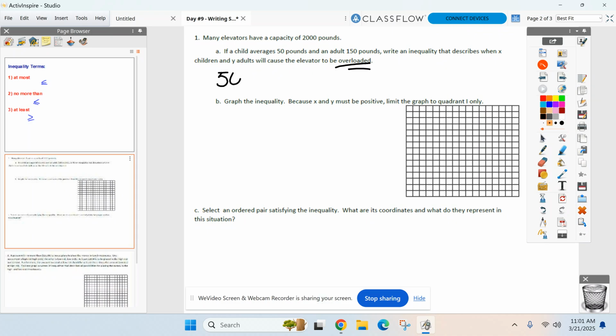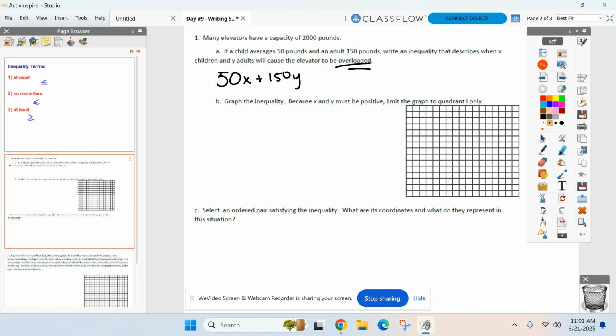Multiply it, right? 50 pounds per child, so 50X. Tell me something about the adults. That's going to be my Y. How many pounds does an adult weigh? 150. What should I do with the two if they're both in the elevator? Add them together: plus 150Y. This is not an equal sign anymore, we're doing inequalities. And I want to overload the elevator, and the capacity is 2,000.